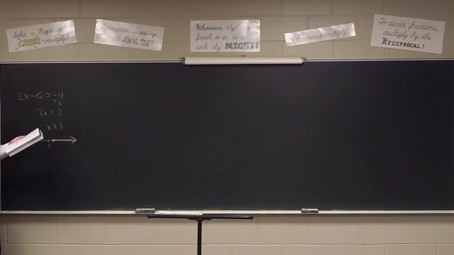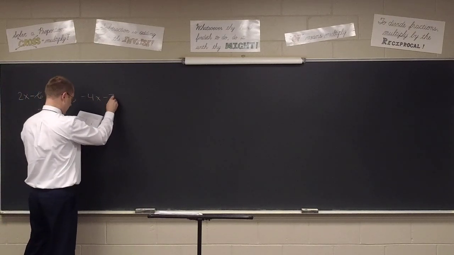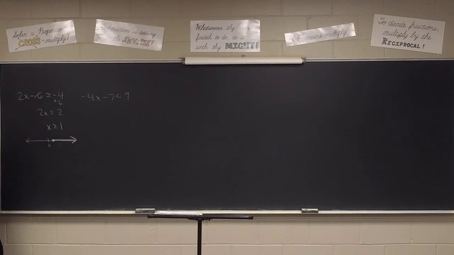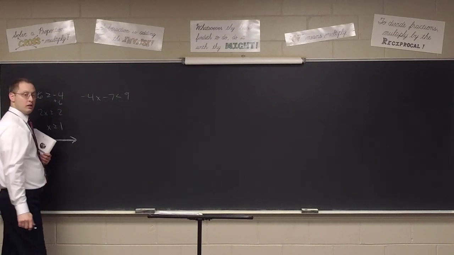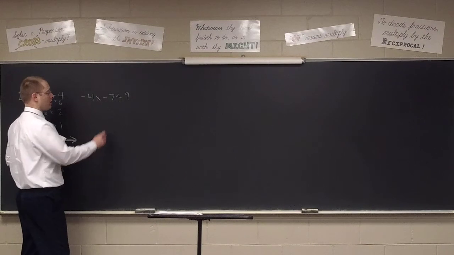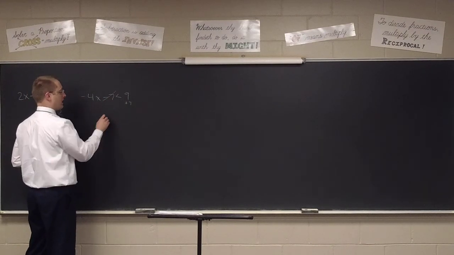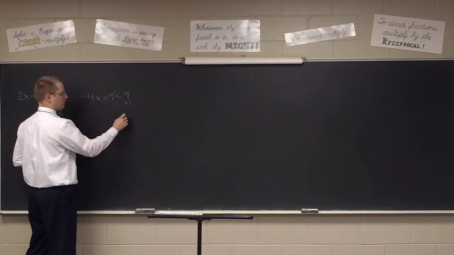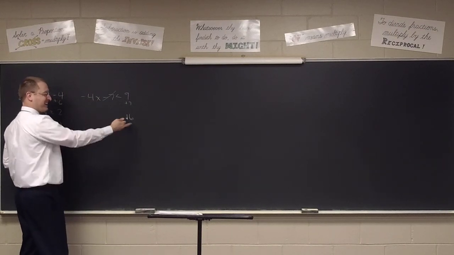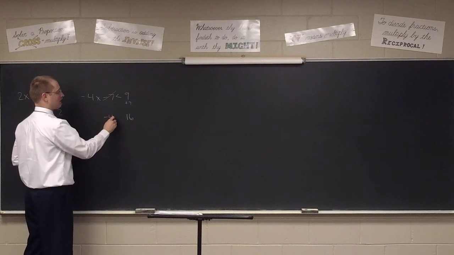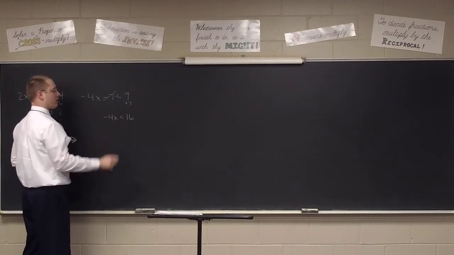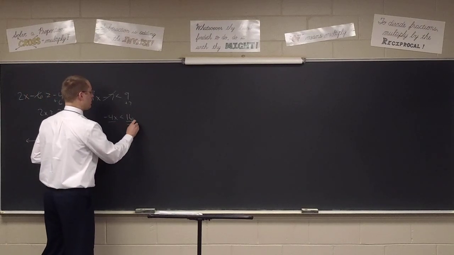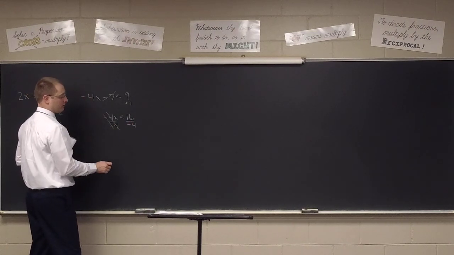Take a look at number 2. We have negative 4x, negative 7 is less than 9. What would we need to do here, Noah? You bring this 7 up. Good. As a positive, to get 16. Here I'd get 16. What would I write? Negative 4x is less than 16. There we go. And then I would need to divide everything by negative 4, and when I do, I would get negative 4.